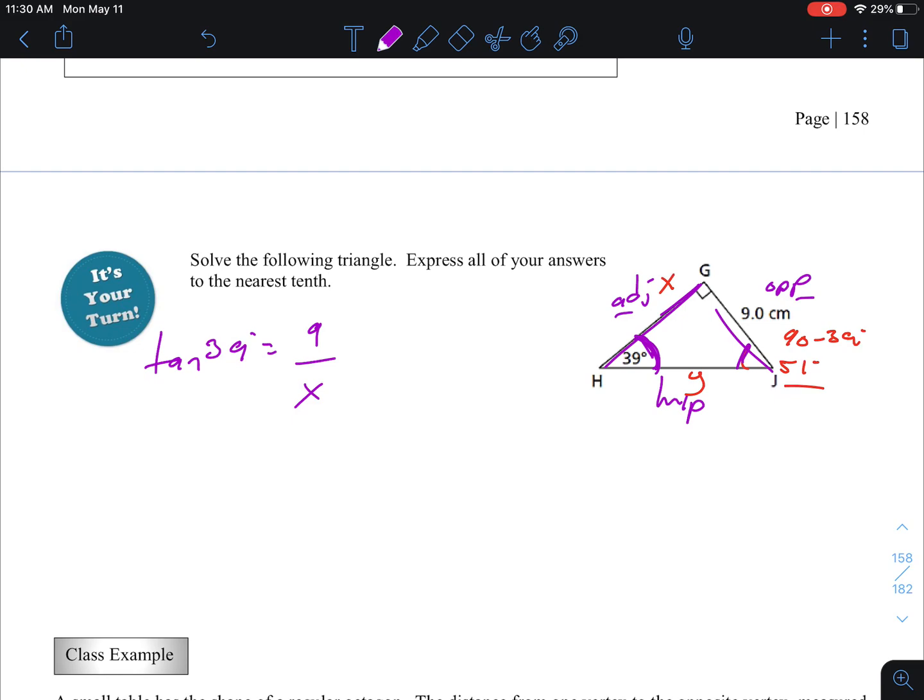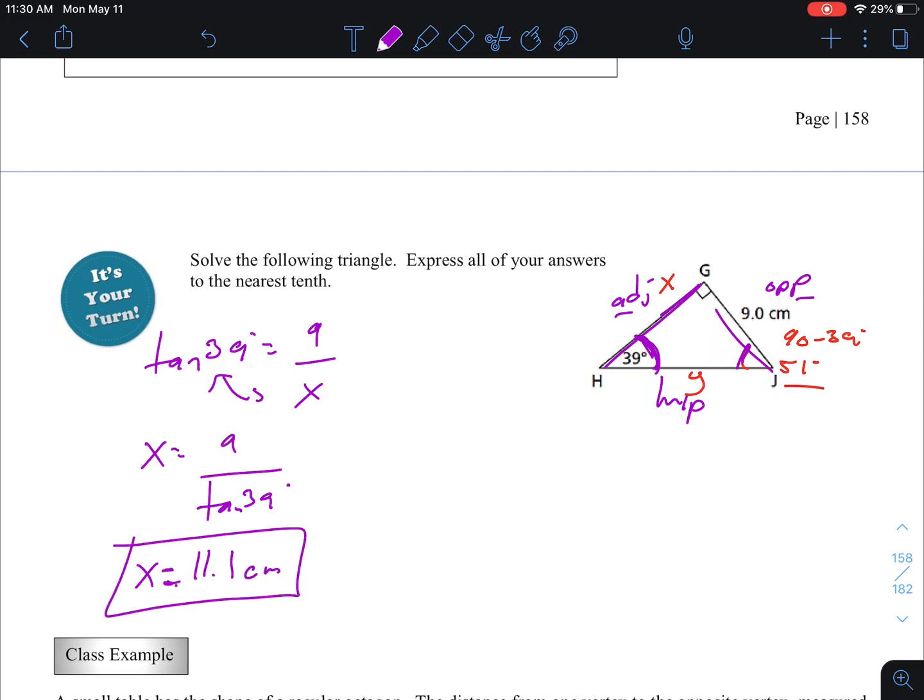Okay, so again, here's a scenario where what I'm trying to solve for is on the bottom of the fraction. So those two parts are just going to flip. So I'm going to get x equal to 9 over tan of 39 degrees. So I'm going to throw that in my calculator. 9 divided by tan of 39. I'm going to get 11.1. What units are we dealing with here? Centimeters.